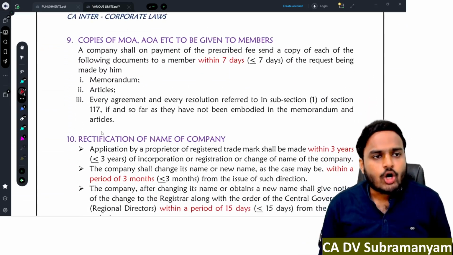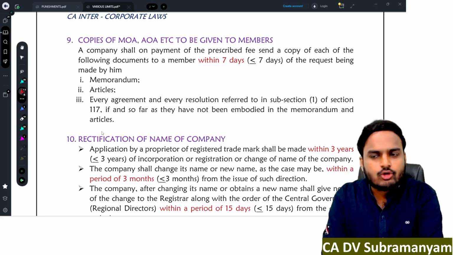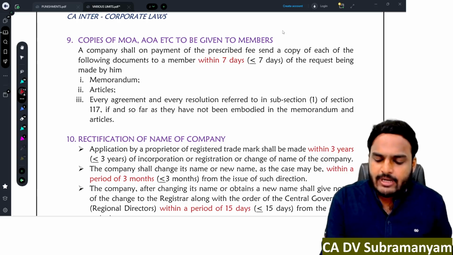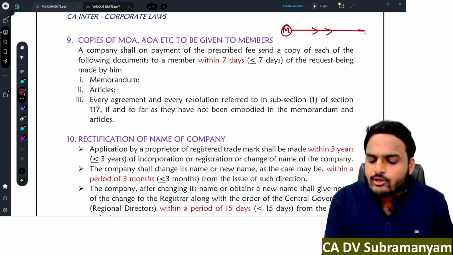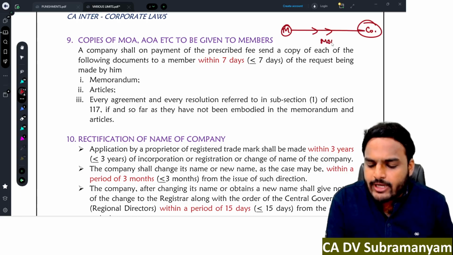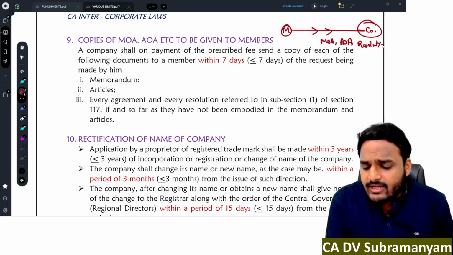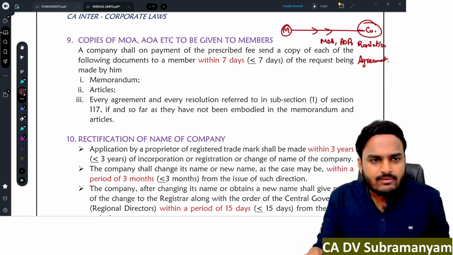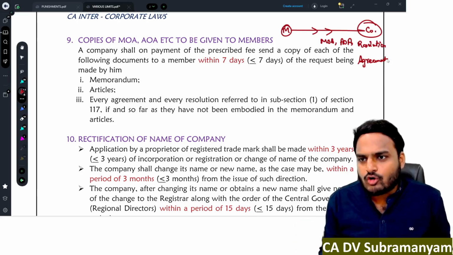Next one, copies of MOA, AOA, etc. to be given to the members. See, being a member of a company, he can request the company for the following documents. Yes, I need the MOA, I need the AOA, I need resolution copies, or I need agreements entered into by the company which were filed with the Registrar of Companies. So a member can request the company to provide the following documents.